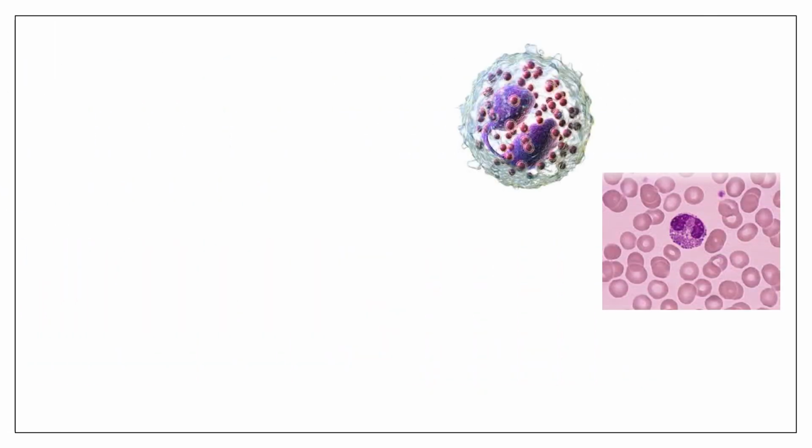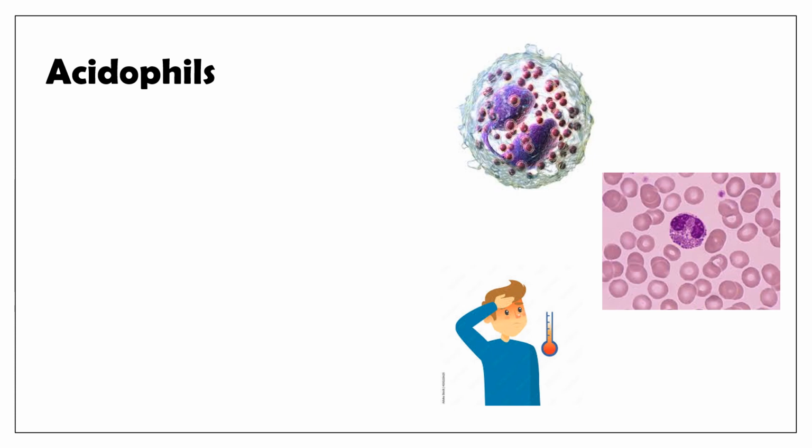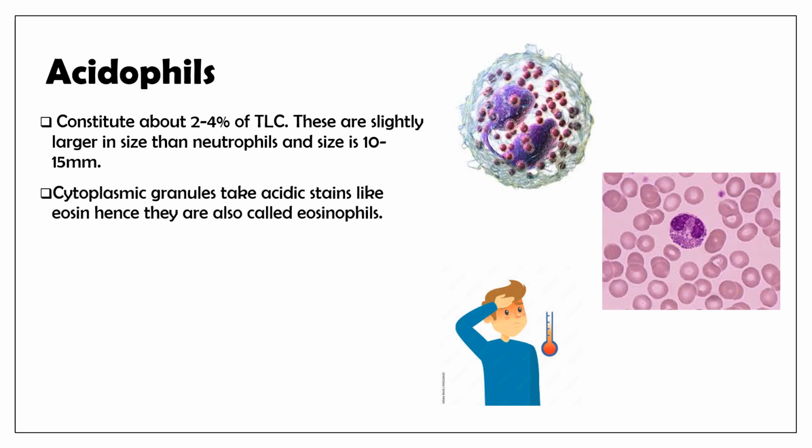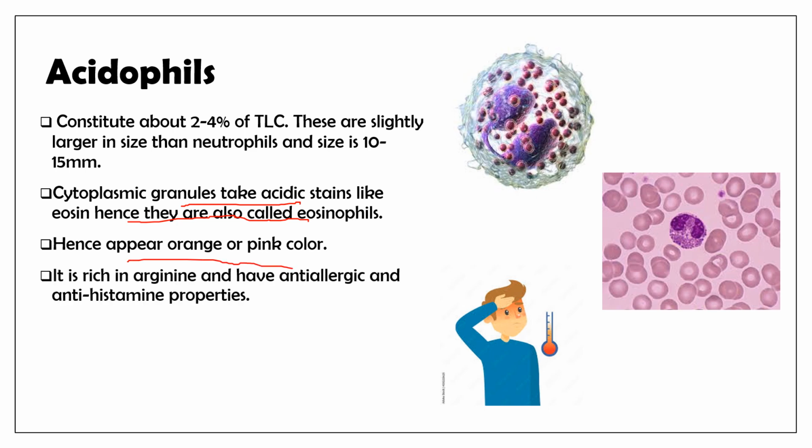So let's talk about the third type of granulocyte, that is acidophils. They constitute 2 to 4% of TLC, and are larger in size than neutrophils, 10 to 15 micrometer in size. Their cytoplasmic granules are acidic in nature, and they like eosin acid, hence named eosinophils. So they give the pink color because of their acidic nature.